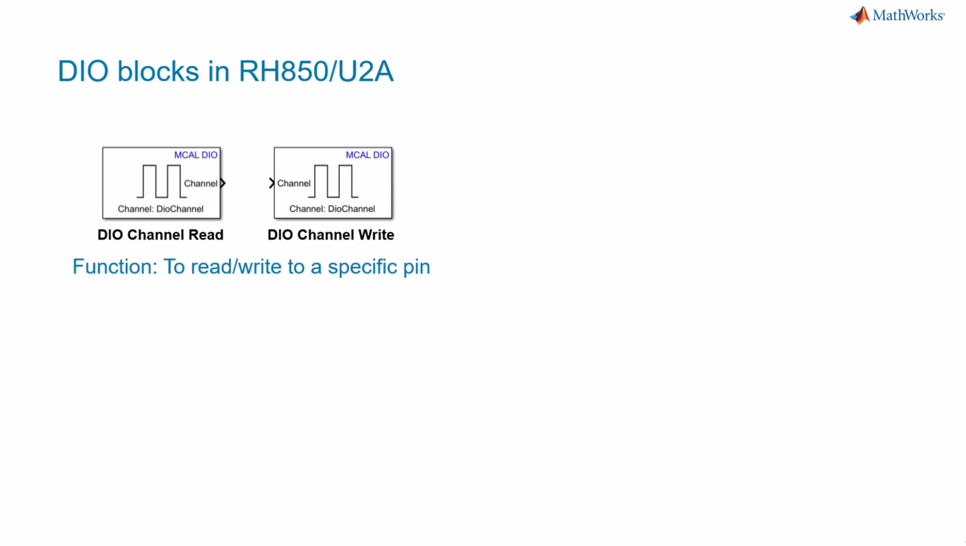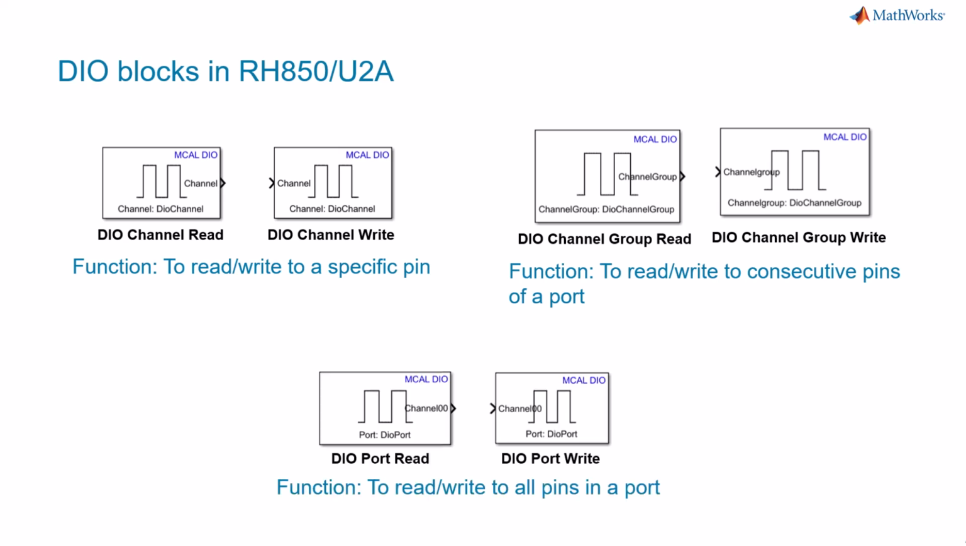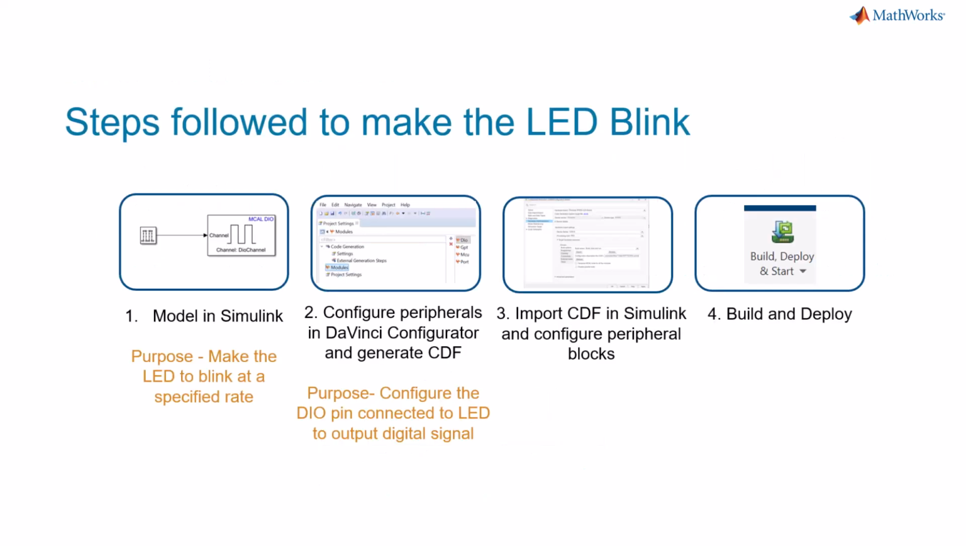For RH850 microcontrollers, Simulink provides a rich set of DIO blocks including DIO channel read and write to access individual pins, DIO channel group read and write to work with consecutive pins, DIO port pin read and write to access an entire port at once. In this video, we will narrow our focus to the DIO channel write block and demonstrate its configuration using a classic LED blinking example. The overall workflow for this demo consists of 4 steps.